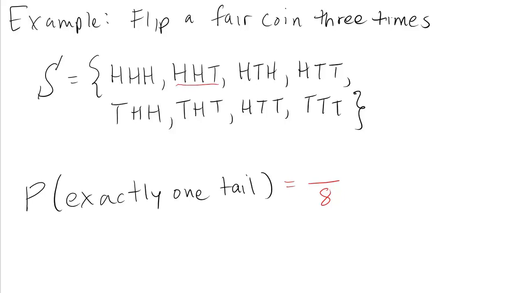HHT has exactly 1 tail. HTH has exactly 1 tail. I need to skip over HTT because it has 2 tails. THH has exactly 1 tail. And all of the other ones have more than 1 tail. So there are 1, 2, 3 favorable outcomes. And so that probability is 3/8.